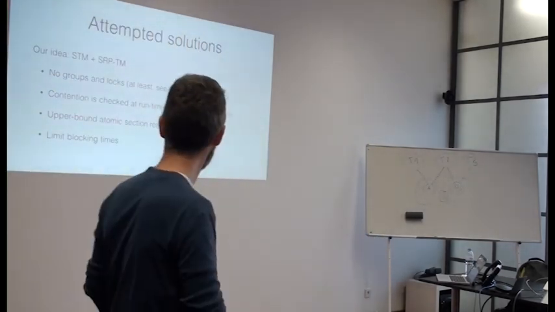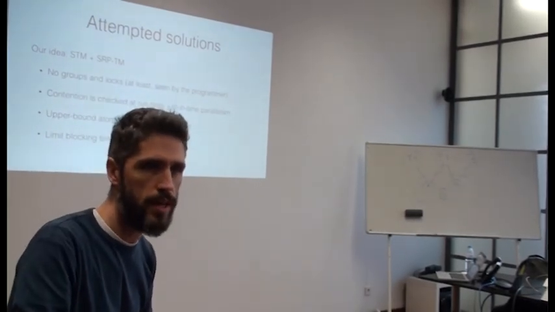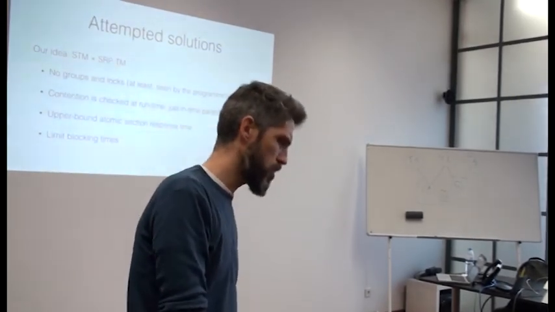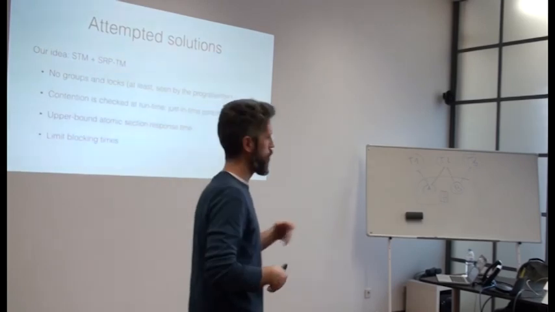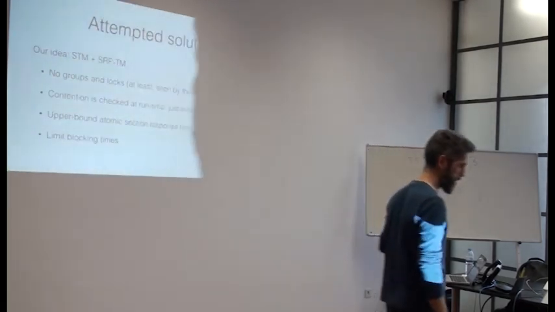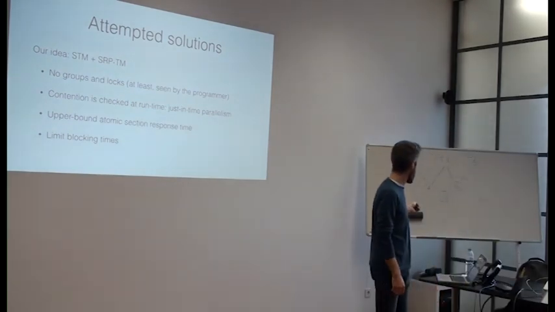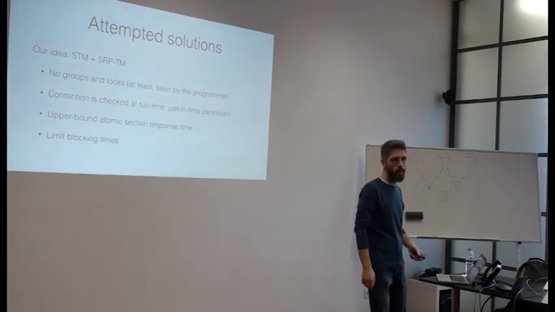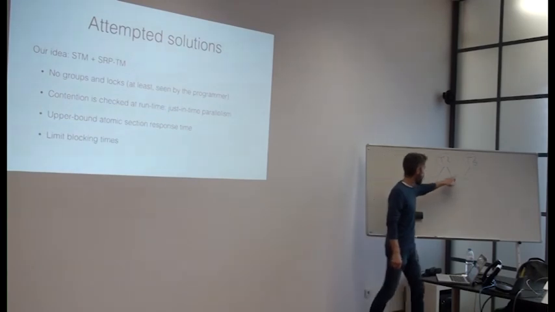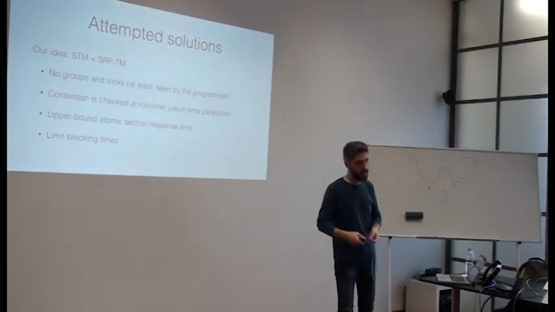So each transaction, which is somehow equivalent to the critical section, just knows which objects or which resources it needs to access. They don't need to know which group or whatever. I just need this data and this data. And contention is checked at runtime, just in time parallelism. So at any time, for instance, if T1 requires A and T3 requires B, once they try to update the values, there is an underlying mechanism that will check if it's okay for T1 to update A and T3 to update B. Okay? So you can have this finer granularity in time.